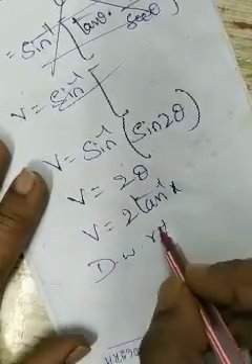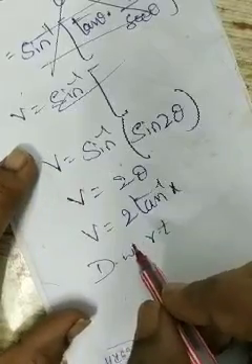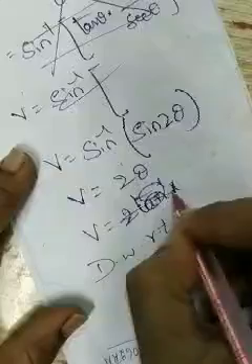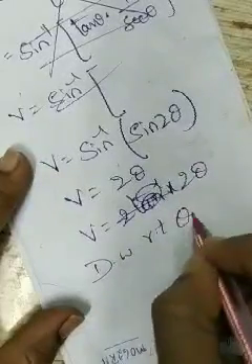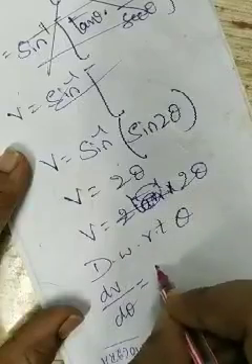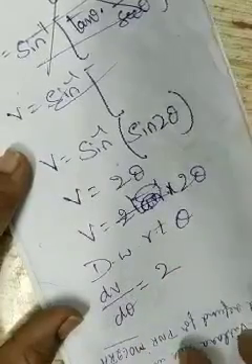Differentiate with respect to theta. dv by d theta is equal to 2.